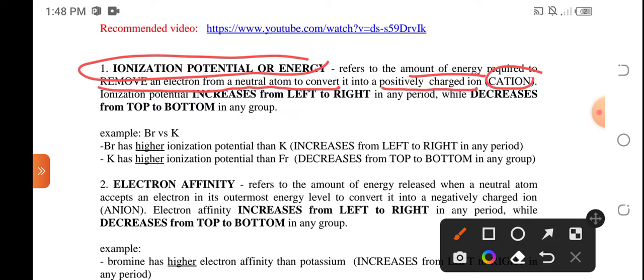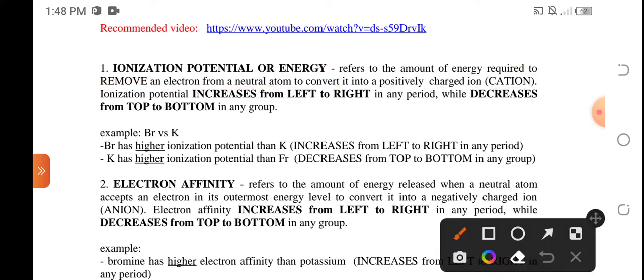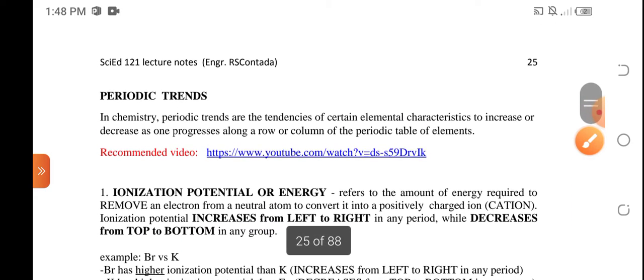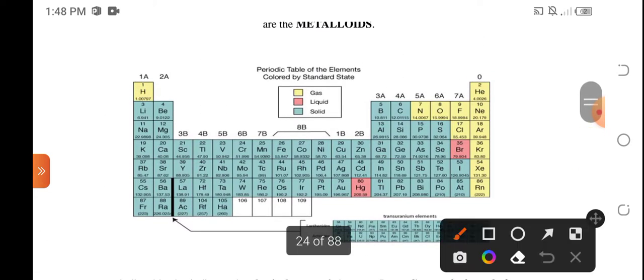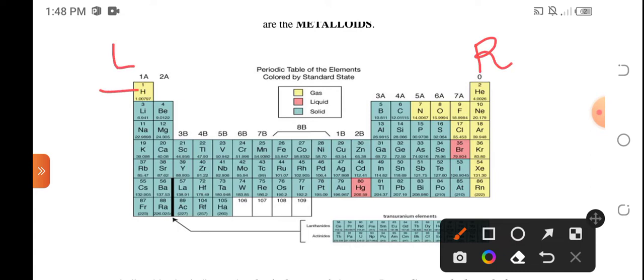So ano ang trend here? Ionization potential or energy eventually increases. So increases from left to right of the periodic table or in any period. So increases from left to right and decreases from top to bottom in any group. Okay, so if we're going to look at the periodic table, so it increases daw. So for ionization energy, from left to right, if this is the left side of your periodic table and this is the right side, so from left to right, it is increasing.